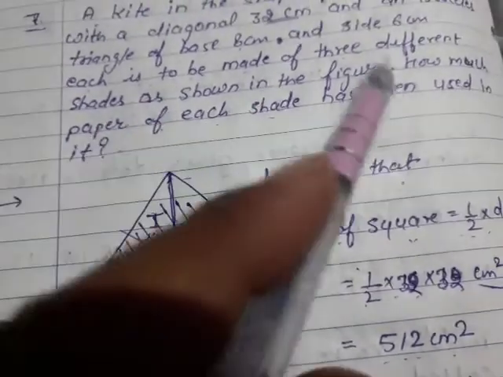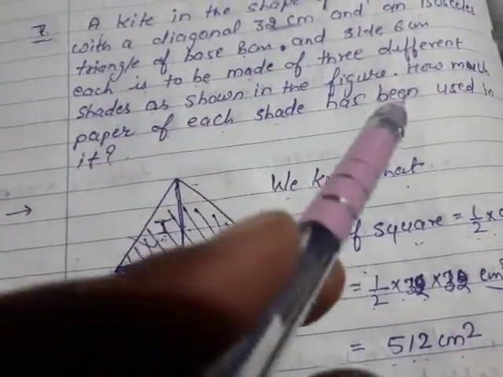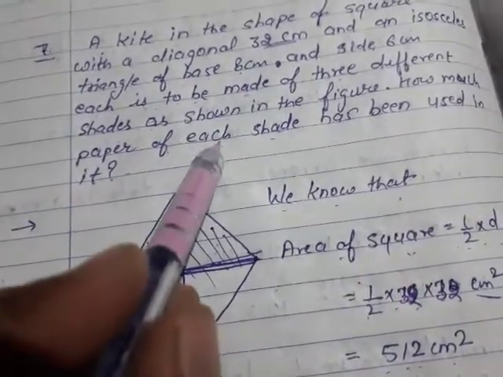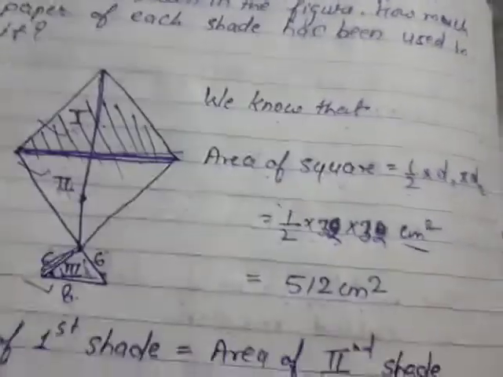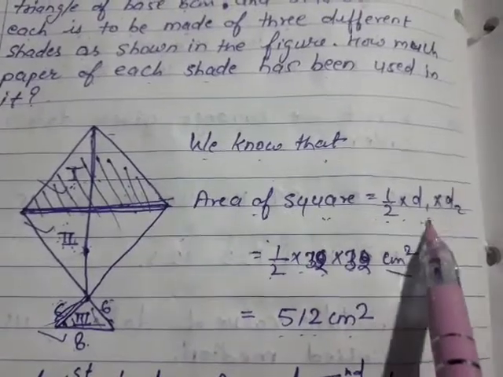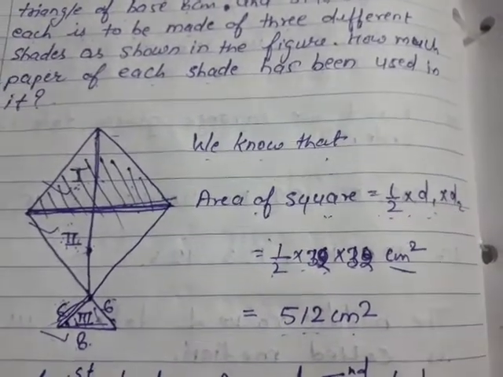Find the area of paper for each shade. How much paper of each shade has been used in it? We find the area of all three parts. We know that the area of a square is half into d1 into d2, where d1 and d2 mean diagonal first and diagonal second.